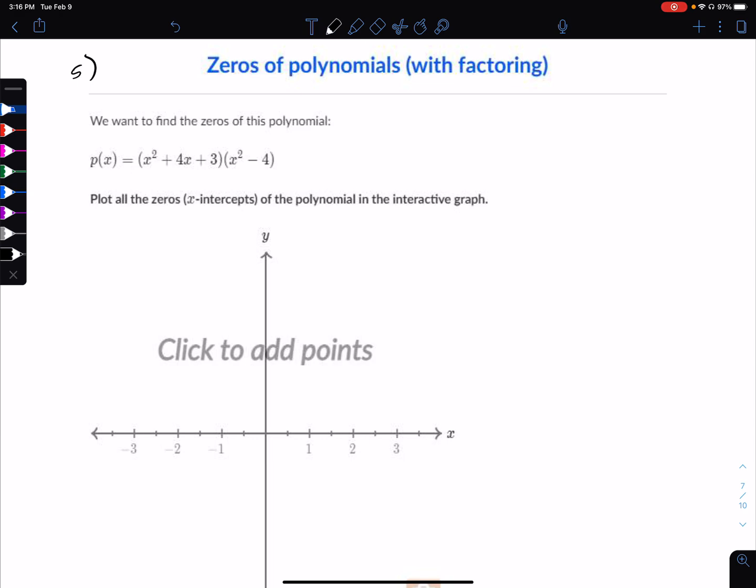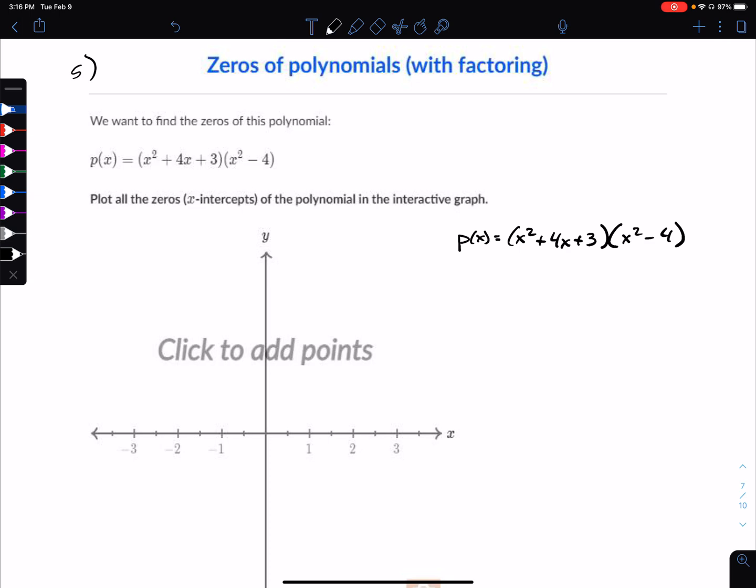The problem here, the reason this is a tougher problem than what we did the first day on this lesson, is the polynomial is not completely factored. So you take a look at p of x as it appears, and you've got a quadratic factor, a trinomial, times another quadratic factor, but that just is a binomial.